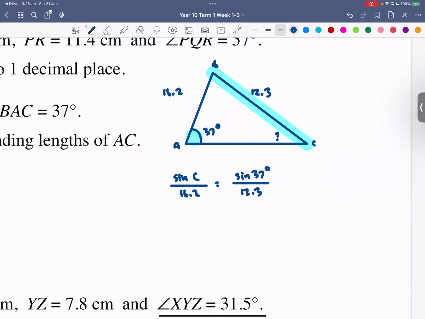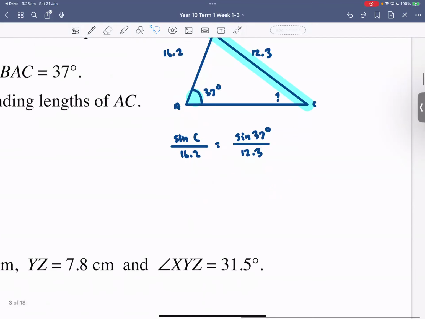on 12.3. Guys, I've got all sorts of kids that sometimes come to class who write this, and then they write that, because they said you can write it the other way around. No, if you write it one way around for the first one, then you have to write the same way around for the second one. If you're going to write sine of the angle on the top the first time, then you have to write sine of the angle on the top the second time on the other side. We bring the 16.2 across.